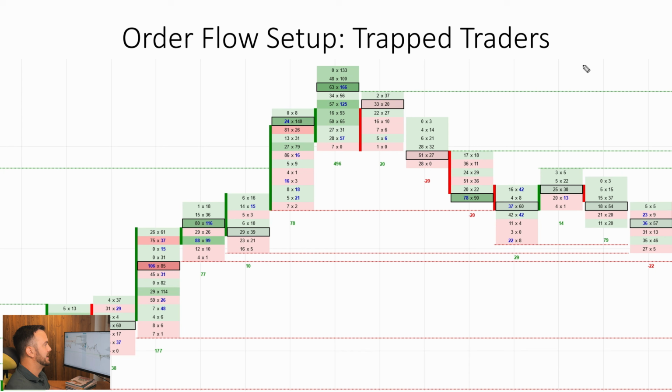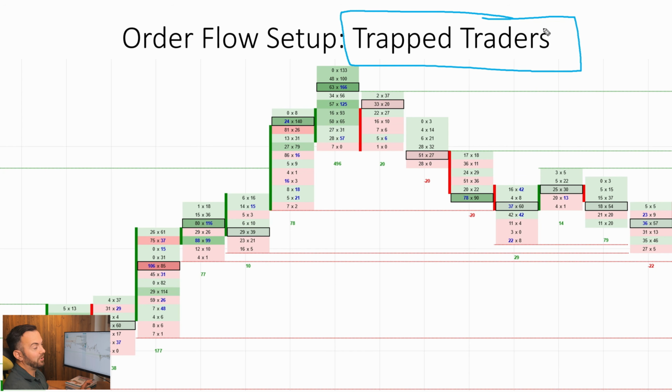Now, another concept that I'd like to show you is trapped traders. This is quite a popular concept, and it's funny that it's actually called trapped traders because those traders are not trapped, but people keep calling them trapped traders, so let's stick with that terminology and talk about them as trapped traders as well. Here's what it means.